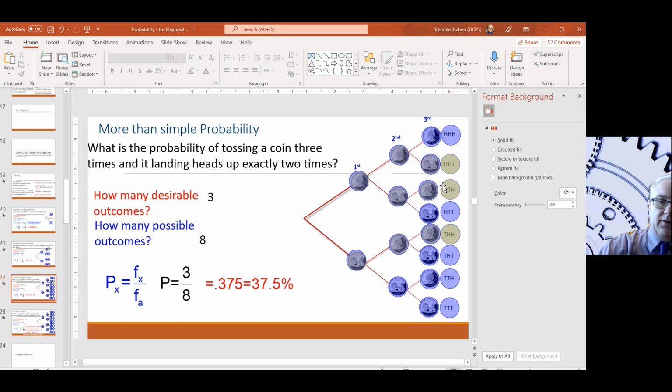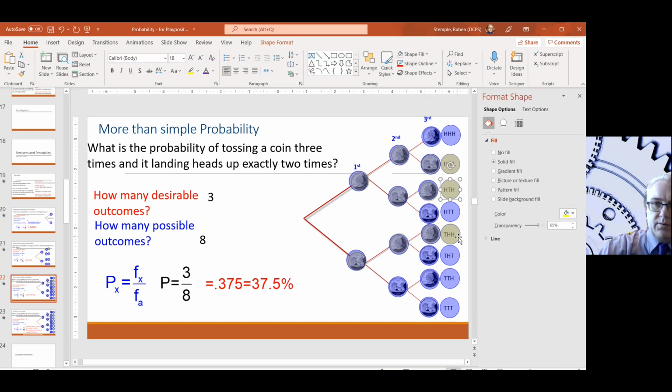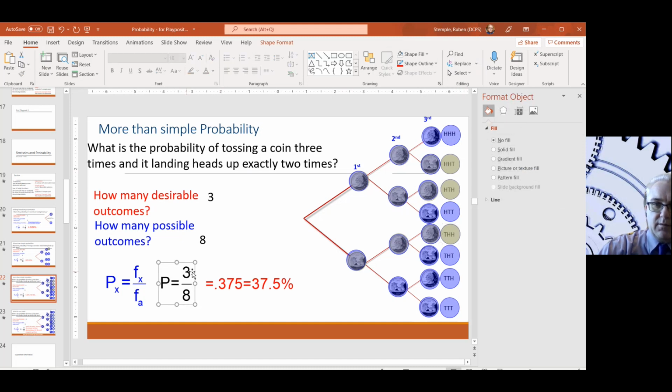So then at the end of the chart, I can look and see how many desirable outcomes I had. I had 1, 2, 3 desirable outcomes. How many total possibilities did I have? 1, 2, 3, 4, 5, 6, 7, 8. 8 possibilities right here. So I make my fraction: 3 desirable outcomes, 8 possible outcomes, and then I can do math with that. 3 divided by 8 is 0.375 or 37.5%. And typically when we do these calculations, we're going to use 3 decimal places, unless I tell you otherwise or unless there's a bunch of zeros at the end.